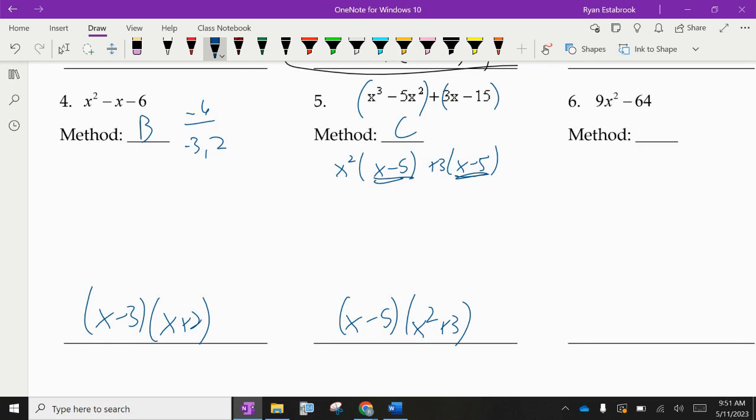Number 6, only 2 terms. Of all the factoring that we've done, only one of them has 2 terms. That's letter A, difference of squares. And these are both perfect squares separated by minus sign. That's the difference part. The square root of 9x squared is 3x. The square root of 64 is 8. So we're going to have a 3x minus 8 and a 3x plus 8.